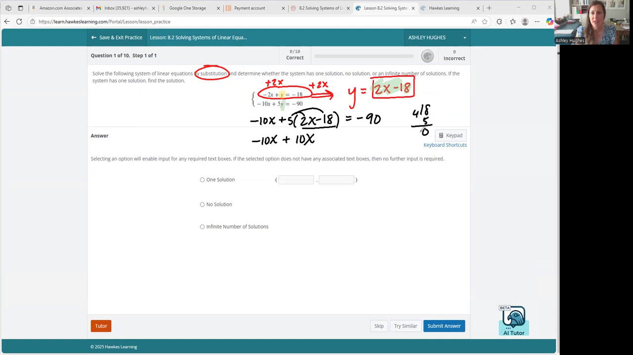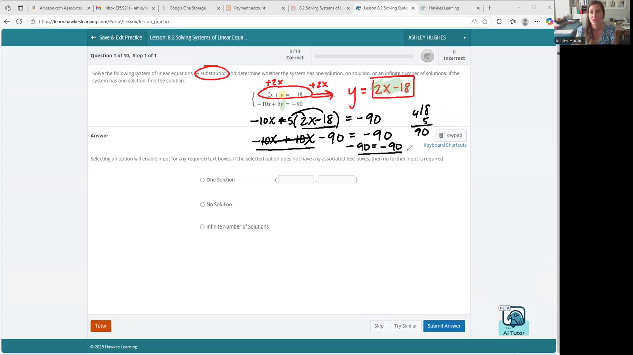18 times 5 is 90. So that would be a negative 90, because a positive times a negative gives me a negative, equals negative 90. Now, what do you notice in this particular example is negative 10x and 10x. When I combine like terms, these add to be 0. So I end up getting negative 90 equals negative 90.